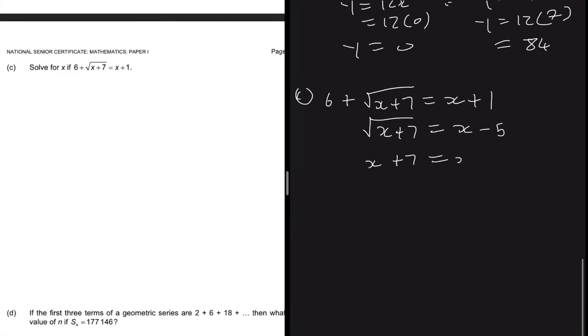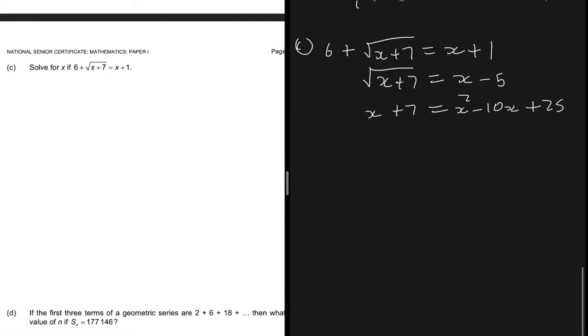And then if I square this, I get x plus 7 equals x multiplied by x is x squared. And then x multiplied by minus 5 is minus 5x, multiplied by 2, that's minus 10x. And then minus 5 multiplied by minus 5 is plus 25, right? Now I have to write it in standard format and then factorize it. So that will give me 0 equals x squared minus 11x plus 25 minus 7, that is plus 18.